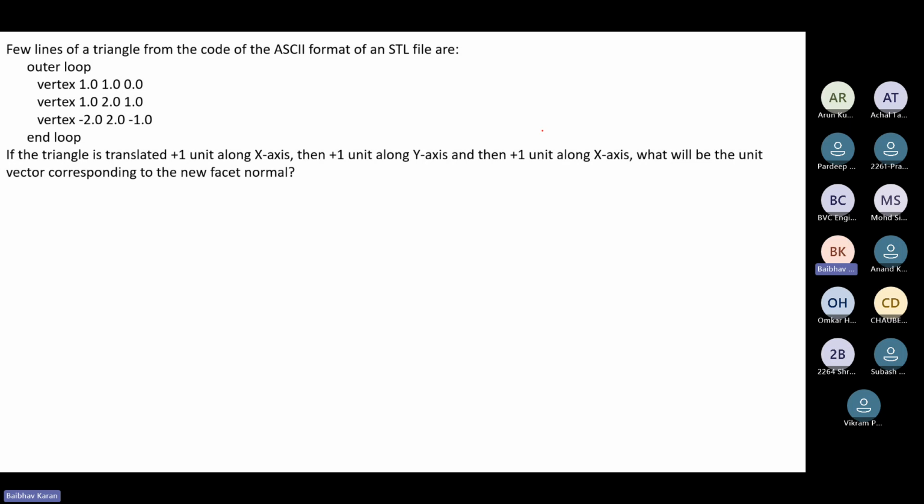Yeah, sorry. So the triangles are translated one unit along x-axis, one unit along y-axis, and then one unit along x-axis. So the trick is we are moving 2 units along x-axis and 1 unit along y-axis. So what will be the unit vector? This is quite easy. You have to just add there.